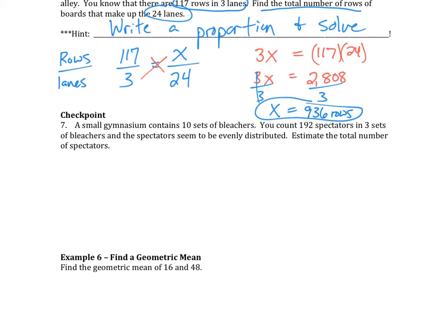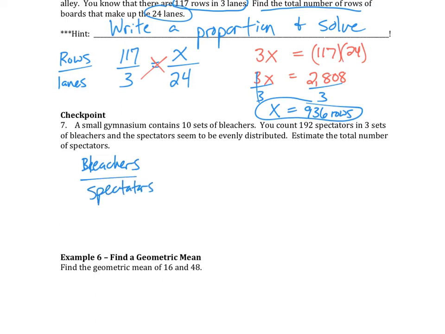Okay, I will do the checkpoint because I want to show one more example of this. A small gymnasium contains 10 sets of bleachers. You count 192 spectators in 3 sets of bleachers, and the spectators seem to be evenly distributed. Estimate the total number of spectators. So what we're going to put down is bleachers over spectators.